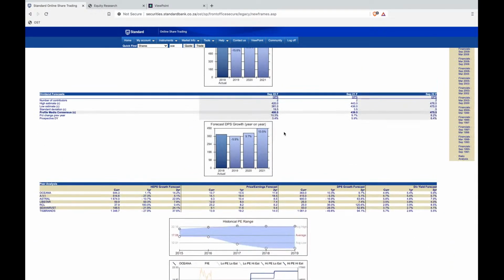And then same with dividends. Now on the dividend, we've got a little more variance here. The high is 420, the low is 381, and that variance slips away for September 21 and for September 22, where that variance starts to become, frankly, very, very small.